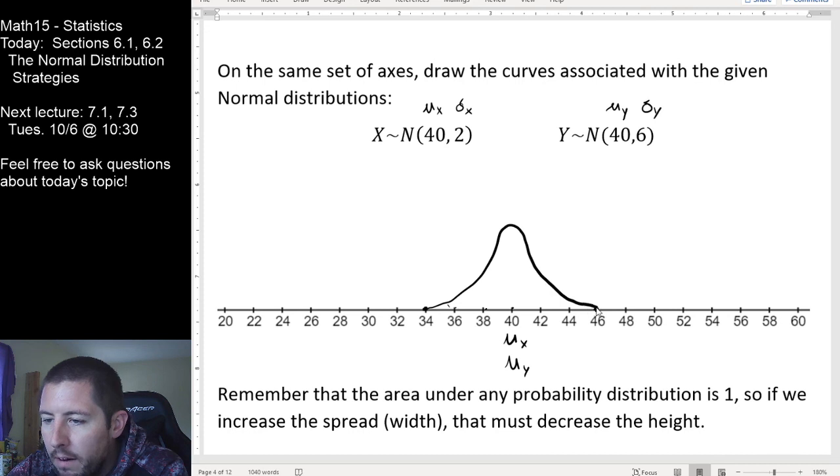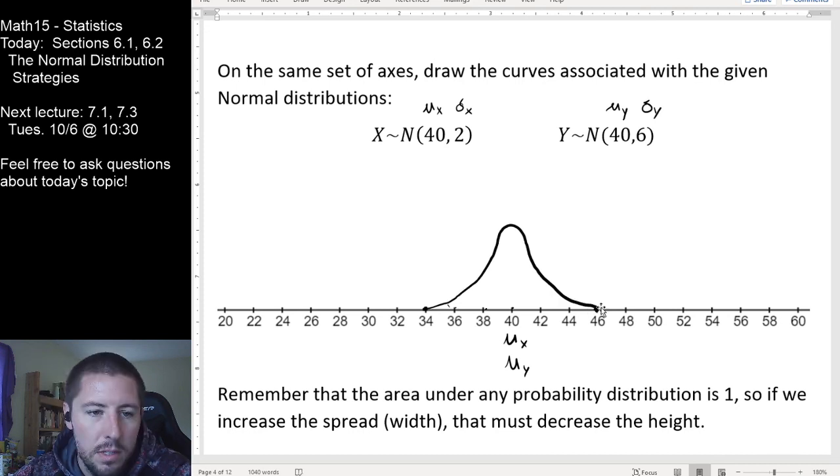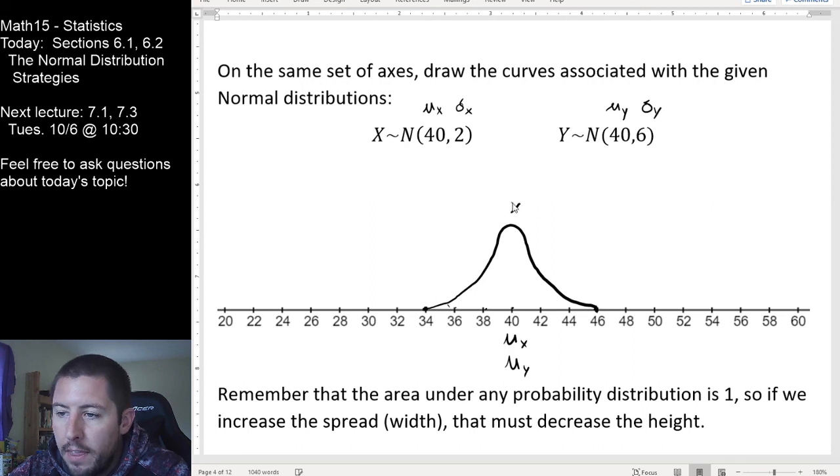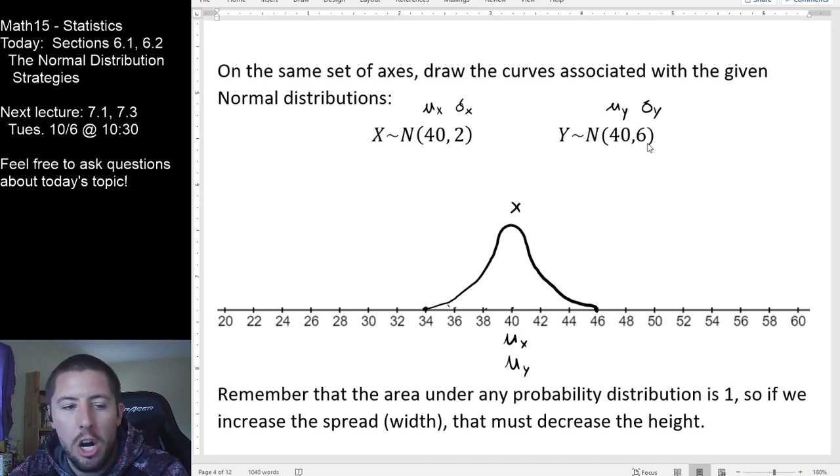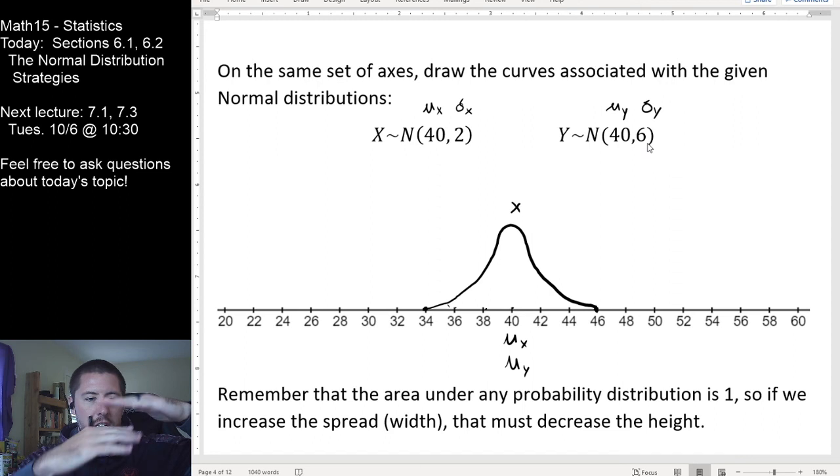Okay, that's a little bit better right there. Better than my last ones were anyway. So there is my x curve that I'm looking at right there. Now, again, the area underneath every single probability distribution function curve is always just 1. The area never changes. So if our standard deviation gets much, much larger out here, it's pulling it wider, which is going to squash it flatter out here.